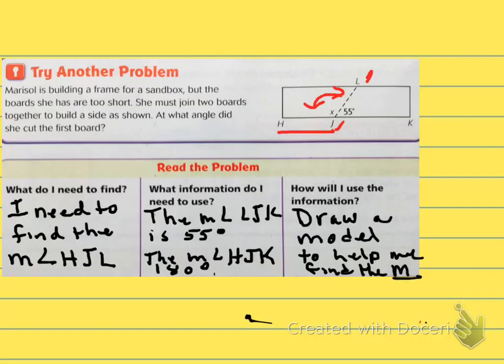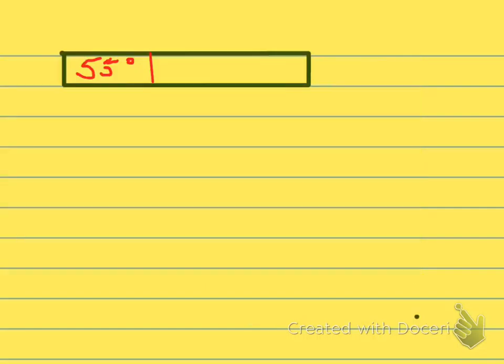Okay, let's move on to the next step. All right, so here I'm going to go ahead and start making my bar model. The first thing I know is that, let me erase that there, it looks kind of cruddy. Okay. I know that one of my angles is 55 degrees.